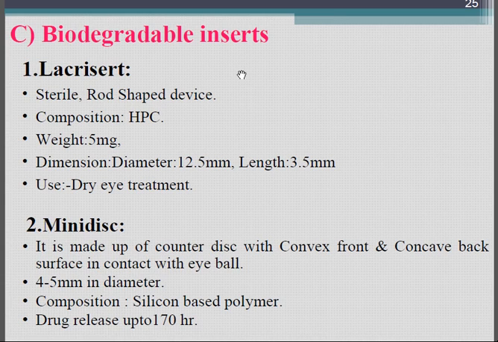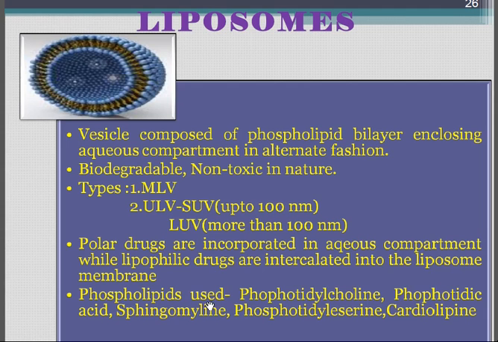Mini disc is a contoured disc with the convex front and concave back. So mainly we are contacting with the eyeball. 4 to 5 mm in diameter. Silicone based polymer we are going to use here, and the drug release can go up to 170 hours.